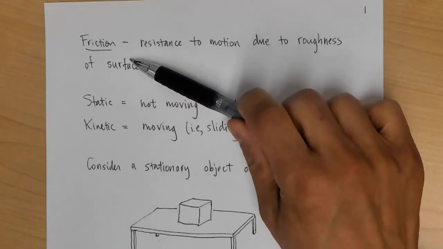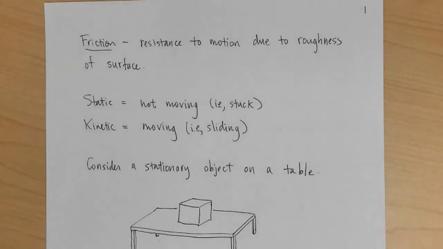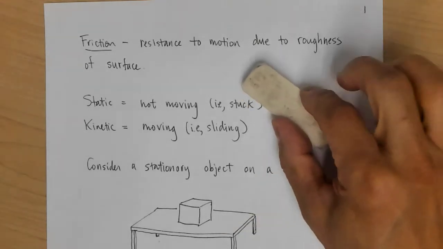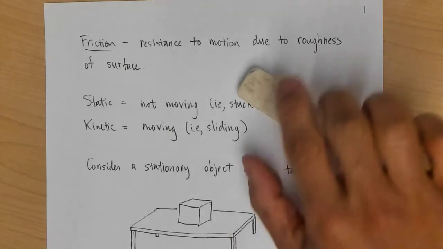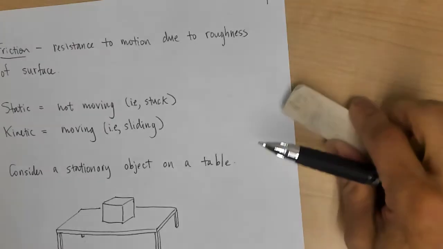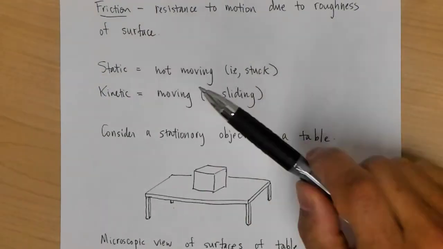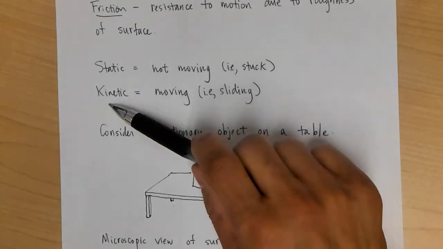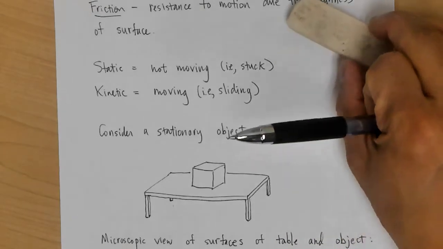So we talked about friction. Friction is resistance to motion due to roughness of the surface. So for example, if I have some object here, it does not move unless I push it with enough force to make it move, right? And that resistance to the sliding of the object is friction. The word static is referring to not moving or stuck. The word kinetic refers to moving in the case where we have something that's sliding along.